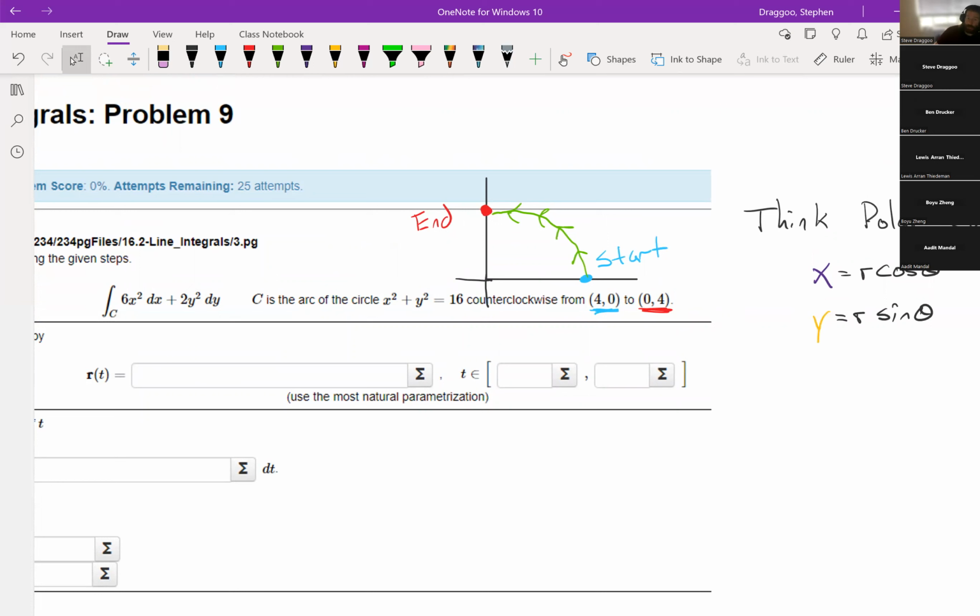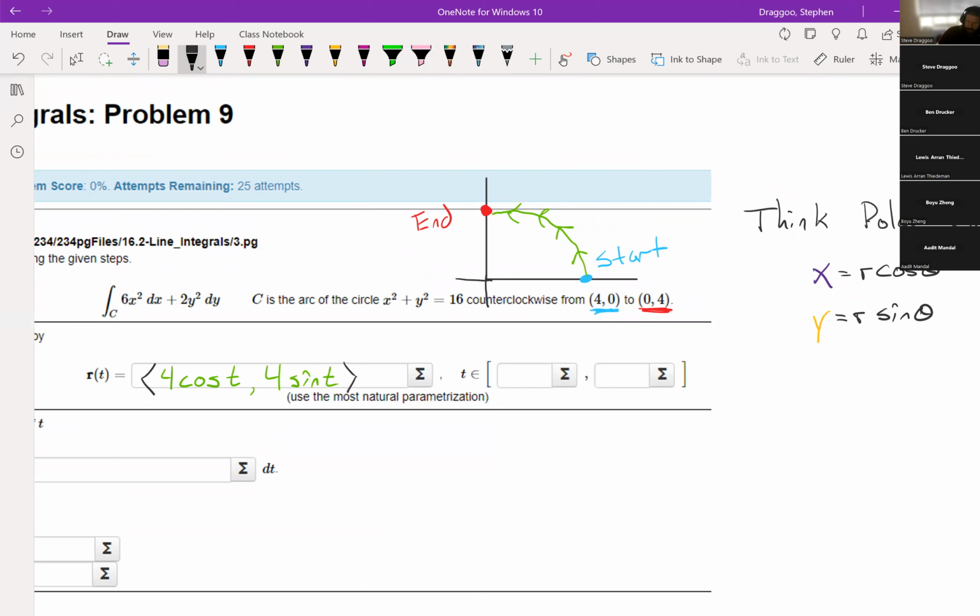So we have a fixed radius for our circle. It's always 4. So we're just going to let r be 4. Theta is the thing that's going to change. We're going to run through some angles here. So I'm just going to let theta be t. t for theta. Meaning my parameterization is going to be 4 cosine t, 4 sine t.